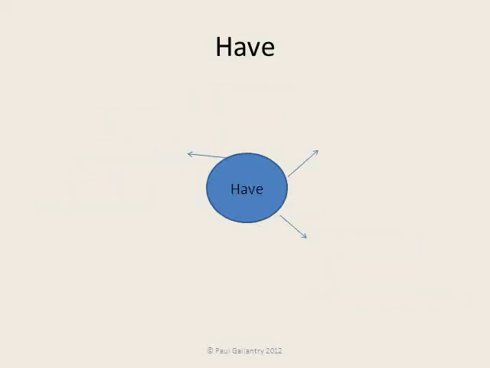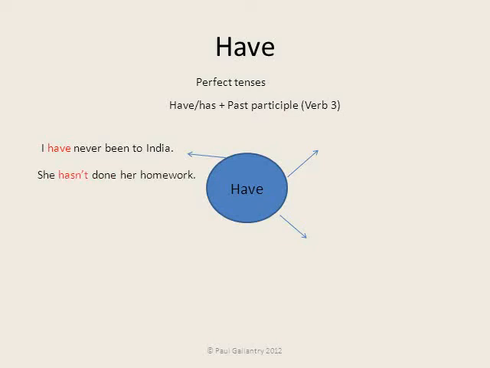Let's look at have. Now have is used in perfect tenses. So it's always have or has plus the past participle. Now don't worry about the past participle, that's a grammar word. Sometimes we call it verb 3. So if you think of a verb like go, went, gone, that's 1, 2, 3. So it's like that. So present perfect, we could have I have never been to India. She hasn't done her homework. He's lived here for 10 years.